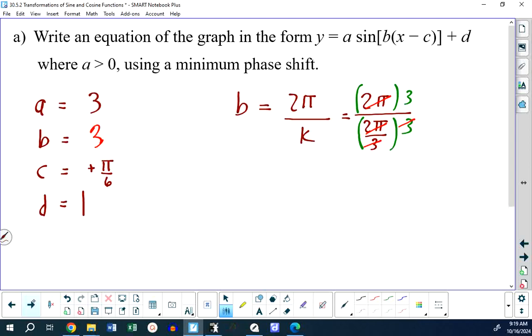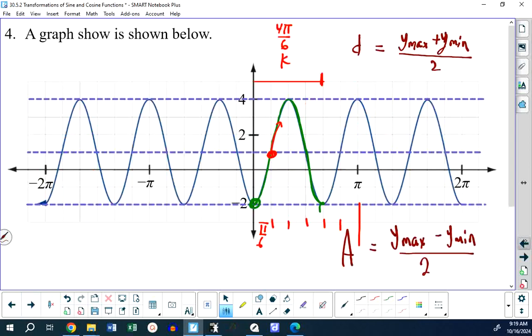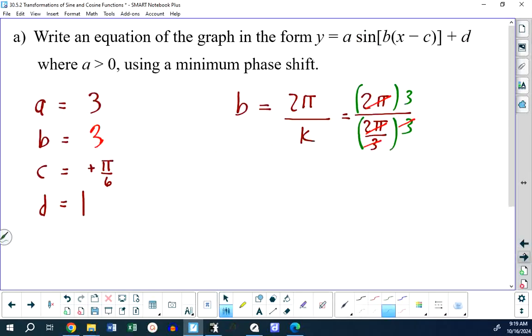Could you have said, all right, so I'm going to assume c is 0 and it lands here? Could you have said, I'm going to shift it this way to make it match? Sure. I would have a negative phase shift of 1, 2, 3 pi over 6 to the left, which is pi over 2. 3 pi over 6 is pi over 2. So I could have said negative pi over 2. I'm going somewhere with this, okay?